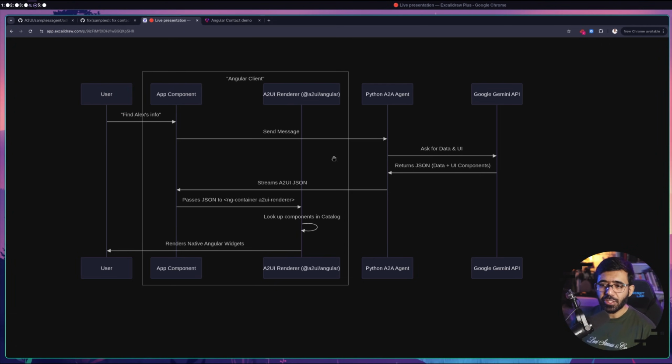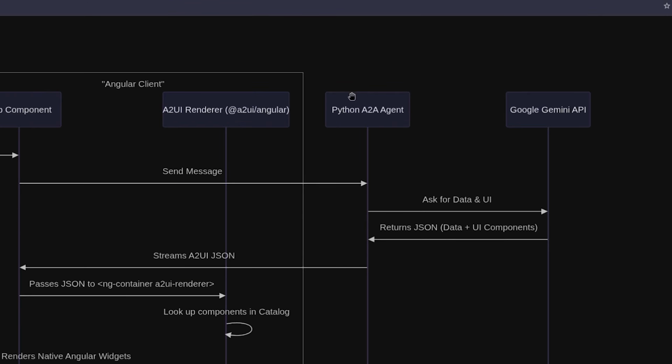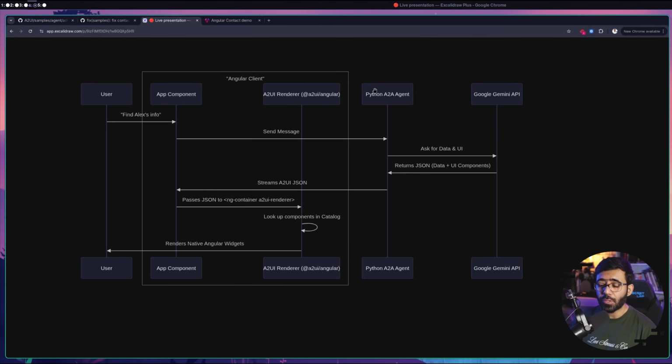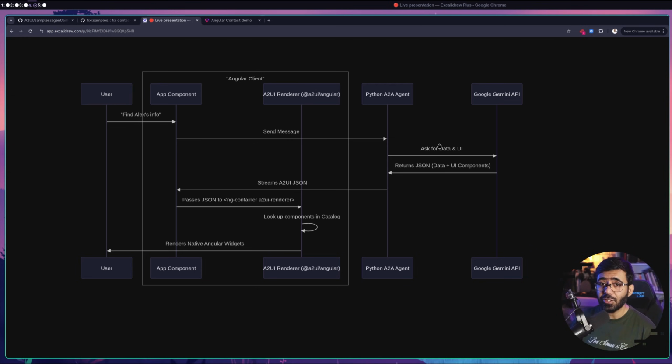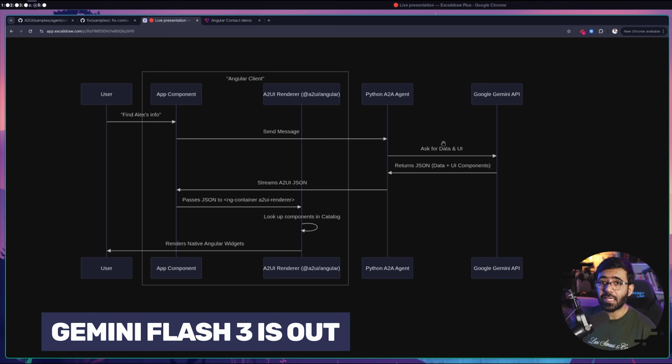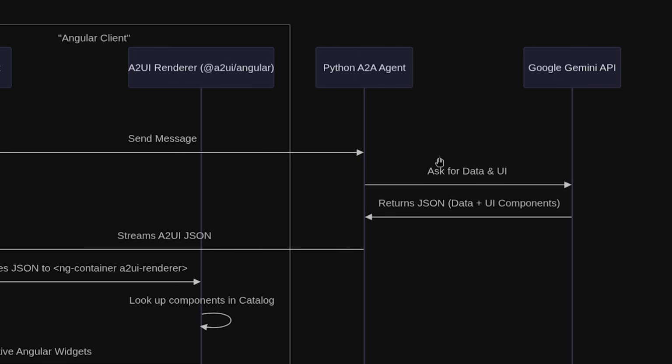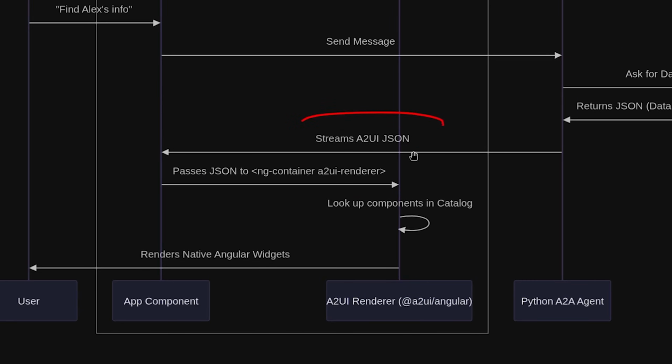Now let's talk about the architecture itself. When the user tries to find a person, let's say Alex, the Angular application sends the request to the Python A2A agent. So we're running the A2UI agent with Python. When this message is sent to the A2UI agent, it sends it further to the Google Gemini API. We're using 2.5 Flash at the moment, but since Gemini Flash 3 is out now, you can try that as well. When it goes to Gemini, Gemini responds back with the data and the UI components to be used. Python essentially streams the A2UI JSON back to the Angular application.